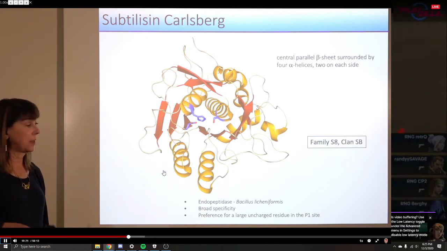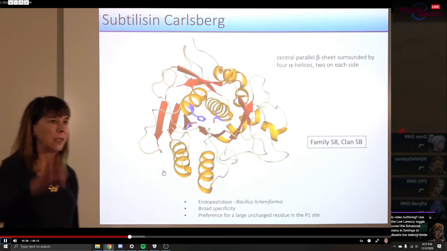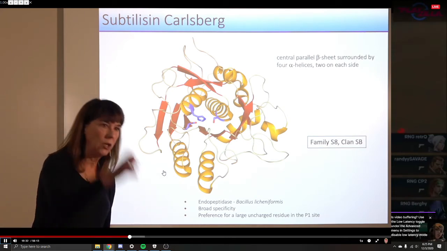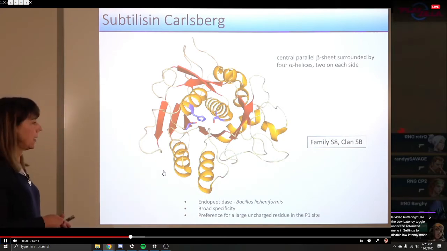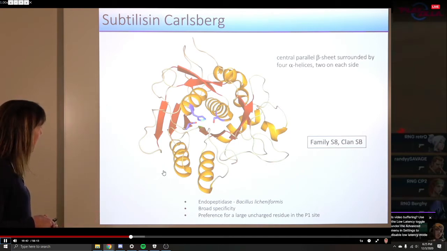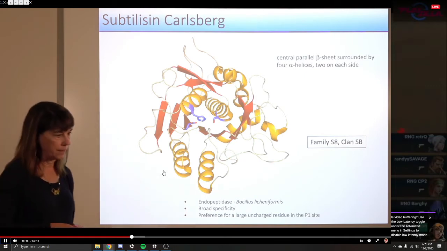That's the MEROPS classification. And that really doesn't help you, except this S pretty much tells you it's a serine protease. It has broad specificity. It's an endopeptidase, which means it's going to cleave bonds internal, away from the N and C termini. So that's what the structure of subtilisin Carlsberg looks like. And again, this is used in laundry detergents. You have an aspartate, a histidine, and a serine sitting there. That's called the catalytic triad.